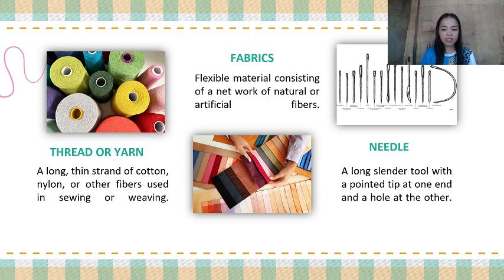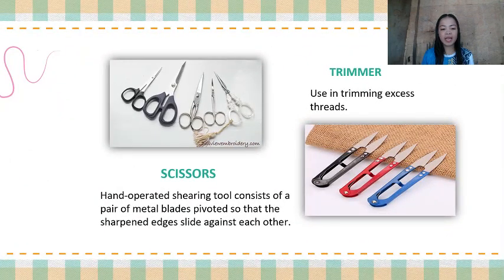Next, we have the needle. A needle is a long, slender tool with a pointed tip at one end and a hole at the other. Scissors. Scissors are a hand-operated shearing tool consisting of a pair of metal blades pivoted so that the sharpened edges slide against each other. Scissors are used to cut fabrics, yarns, and so on.